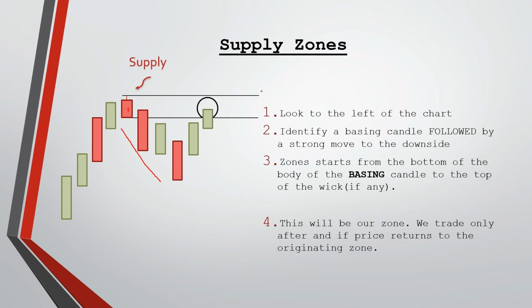The zone now, this is different. This is how it's different from a demand zone. The zone starts from the bottom of the body of the basing candle. So the bottom of the body is going to be right here to the top of the wick if we do have any wick, right? So that's our supply zone. We only trade after and if price returns to this zone, right? So once we see price now coming up to this zone, as you guys can see here, we will then look to buy puts or sell short and put our stop loss somewhere in this area above the supply zone, right? Because price now possibly can reject and come to the downside because we have a supply imbalance from the past.